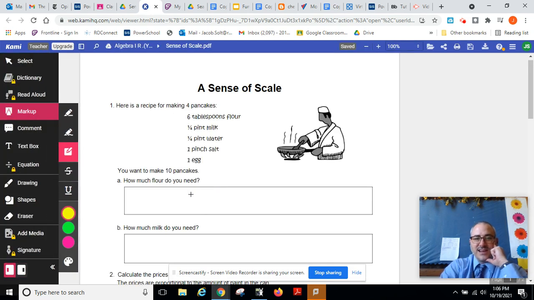All right, now I can start to annotate this. So how much flour do I need? This is the recipe for 4 pancakes. I need 6 tablespoons of flour. So 6 tablespoons of flour for 4 pancakes. So I could write that as a proportion.